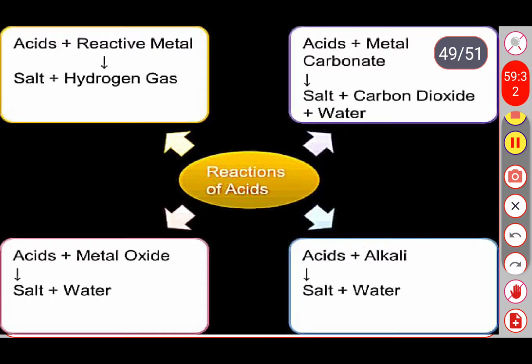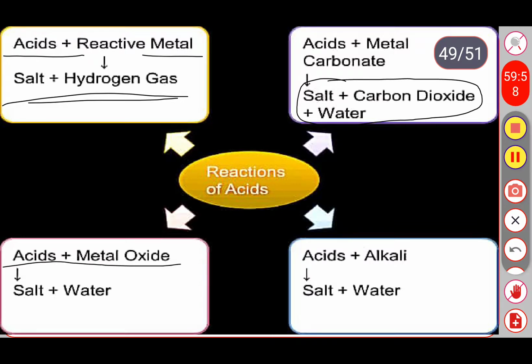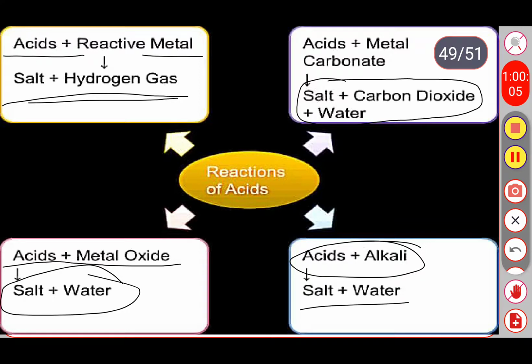So these are the reactions of acids. Acid reacts with a metal, it forms a salt and hydrogen gas. When acid reacts with metal carbonates, it forms a salt, carbon dioxide and water. When the same acid reacts with metal oxides, it forms a salt and water. When acid reacts with alkalis, meaning bases, it forms a salt and water. So this is all about the acids.